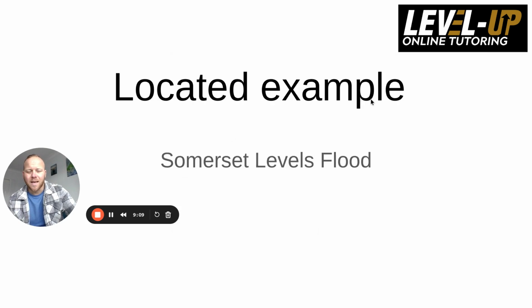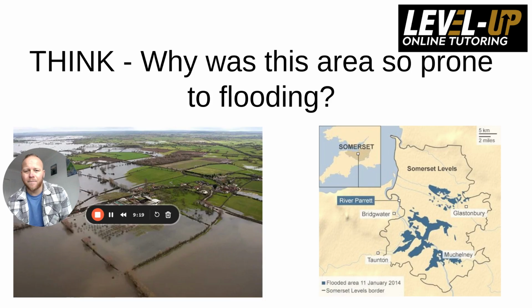Okay, on to the example. So I'm going to use the Somerset Levels flood. Of course, you'll have your own case studies. You can feel free to use this one if you want to, or use whatever example you've been given at your school. But Somerset is a really good one because there was quite catastrophic flooding for the UK. But have a look at the picture, look at the map. If you haven't studied this one, why do you think this area is so prone to flooding? There's a couple of correct answers here, so have a little think.